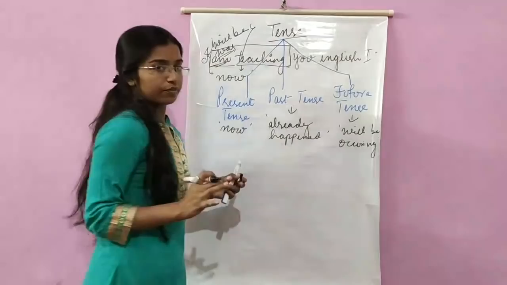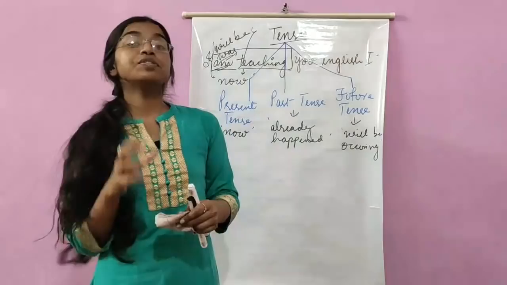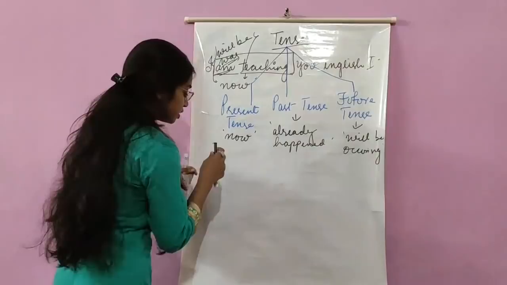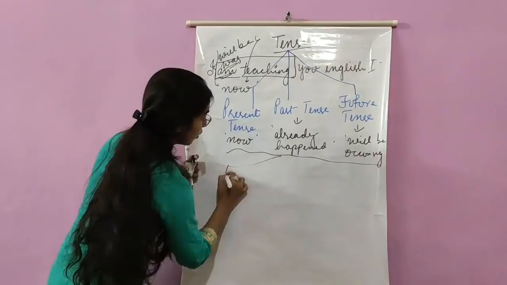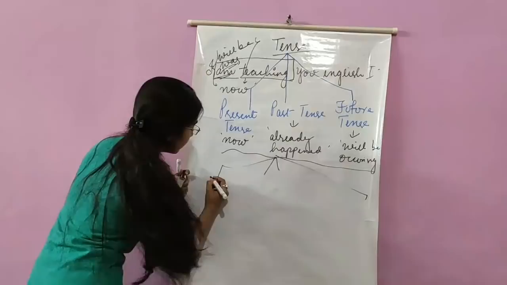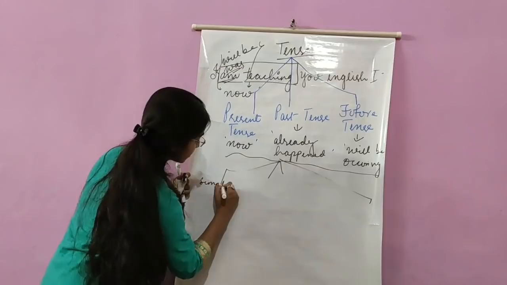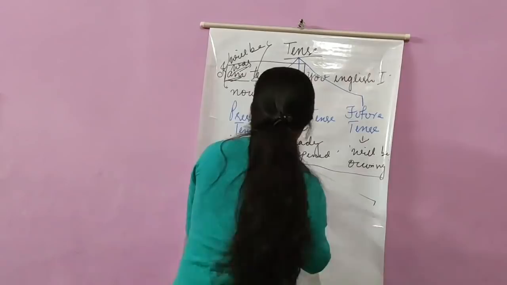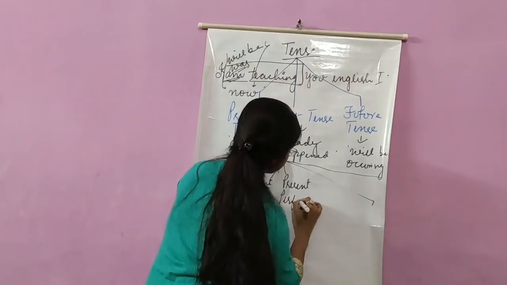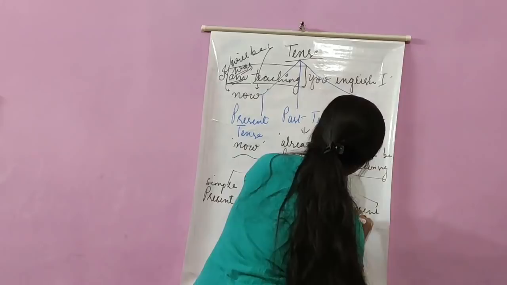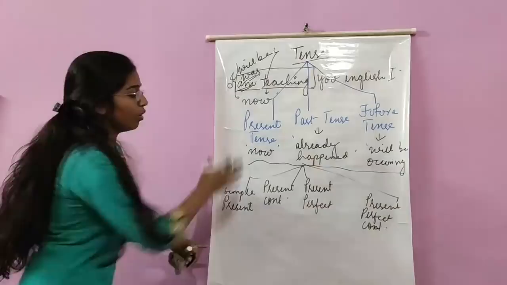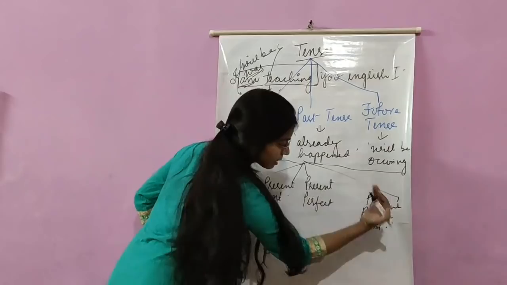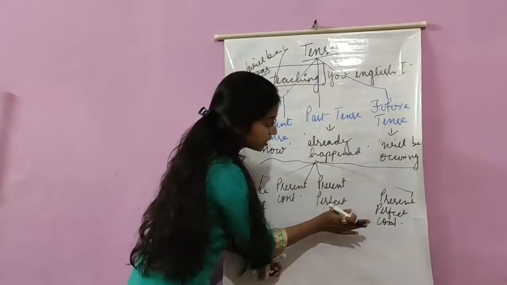Okay? But thereafter, if we go in detail, we have certain uses of these tenses. Now, again, present tense, past tense and future tense, all these tenses will have four sub-parts, right? Suppose I'm talking about present tense, it will be simple present, present continuous, present perfect, and last is present perfect continuous. When I go to past tense, it will be simple past, past continuous, past perfect and past perfect continuous. The same goes for future tense as well.